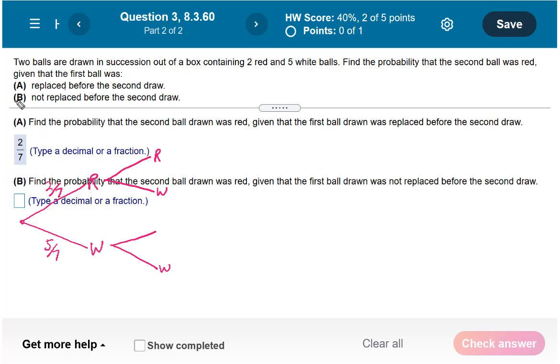However, if the first ball is not replaced, that means after drawing a red, we now only have 6 balls left. And since 2 of them were red, now only 1 of them is. There are still, however, 5 white ones. Same thing for the second one. Having just drawn a white, then we have 6 balls remaining.